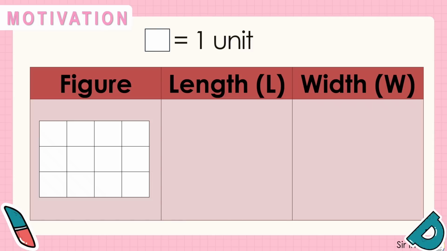For figure 1, let's try. For the length, we have 4 units, and for the width we have 3 units. You just need to count the units. The length is the longer side, yung mas mahaba. Yung mas maikli, that would be the width. At ang isang square ay katumbas ng isang unit. So therefore, for the length, we have 4 units as we count, and the width is 3 units.